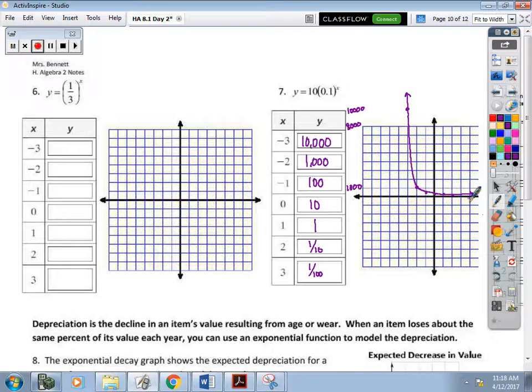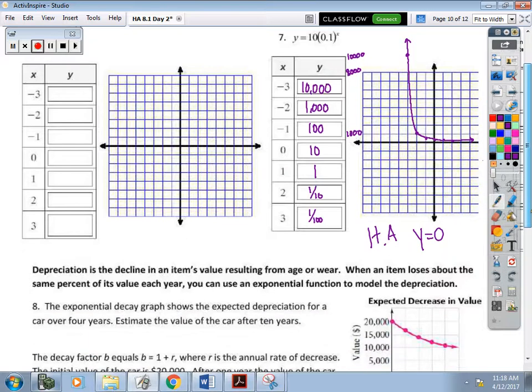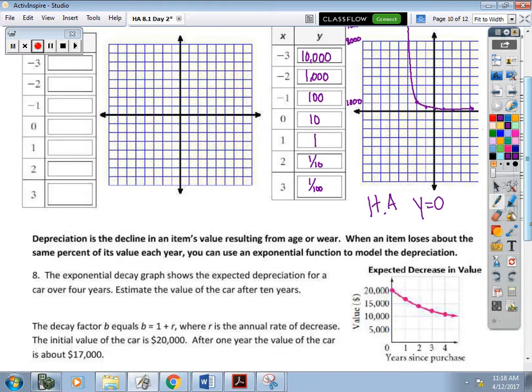Again, horizontal asymptote is happening at y equals 0. Now, the rest of them are our word problems. We're using all the same strategies we used yesterday, except the R value is now going to be a negative. So instead of increasing 20%, it's going to be decreasing 20%. So you'll have to include a negative.